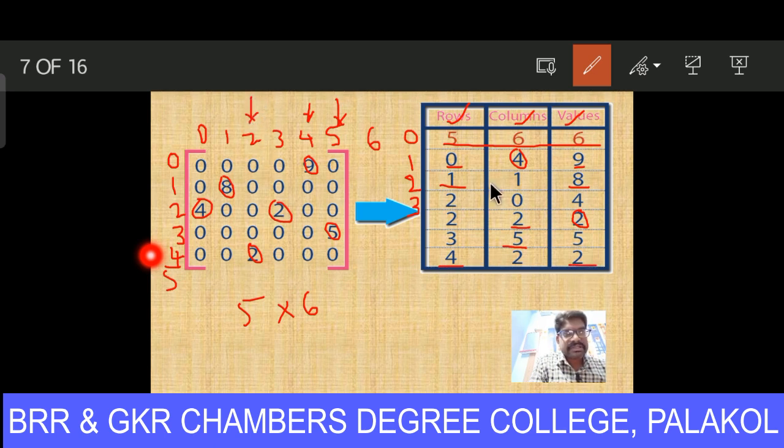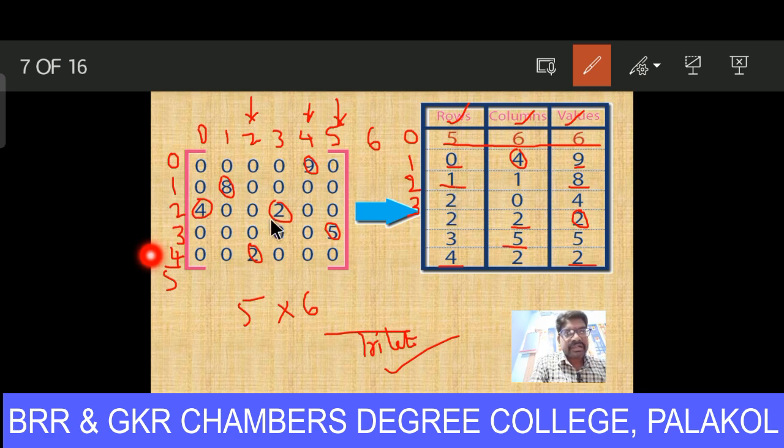So this representation is called triplet representation. I hope you have understood this triplet representation. So simply the 0th row contains the number of rows, number of columns, and the number of values, and then all the remaining rows. This is the 0th row, first row, second row.